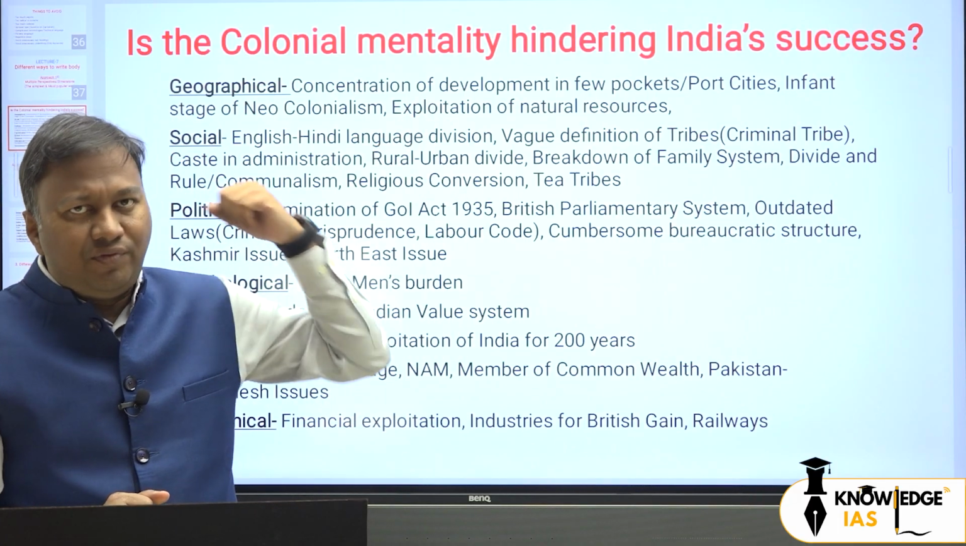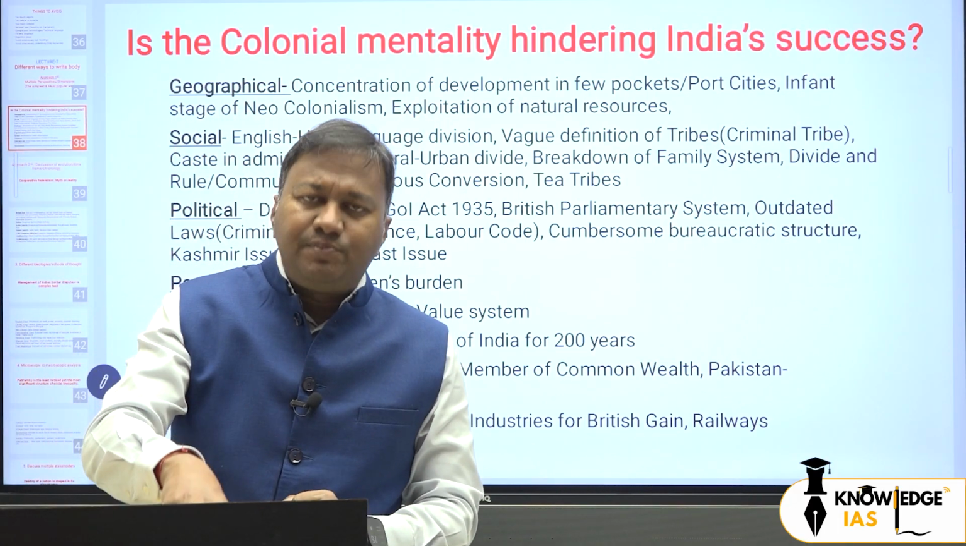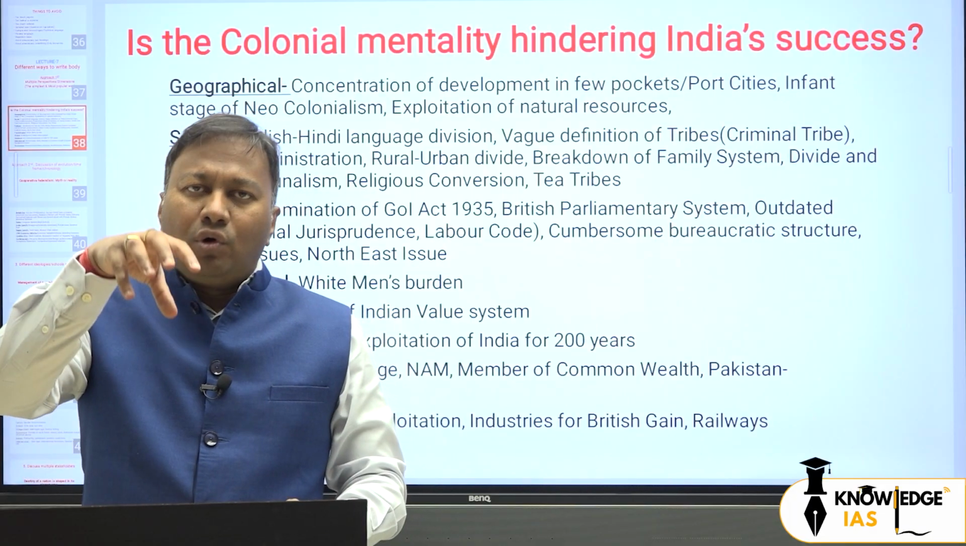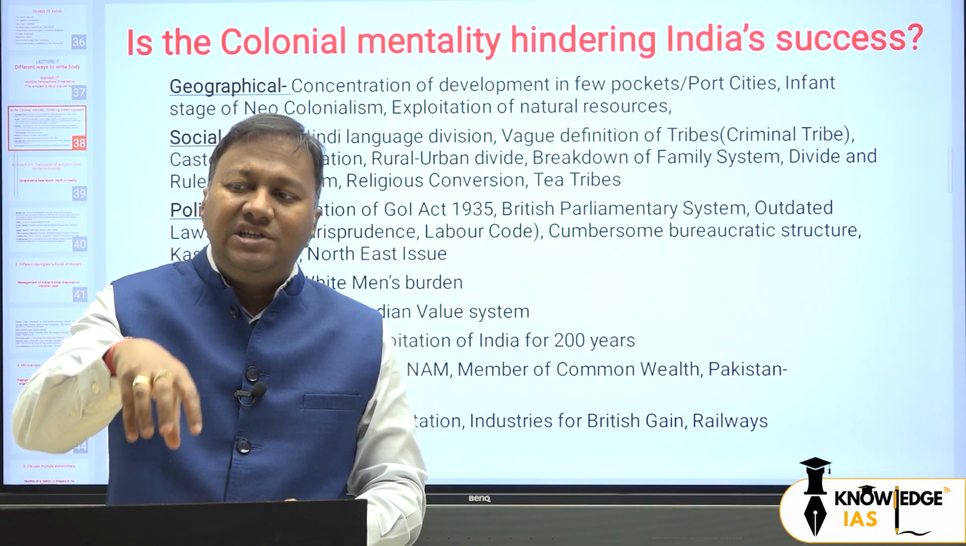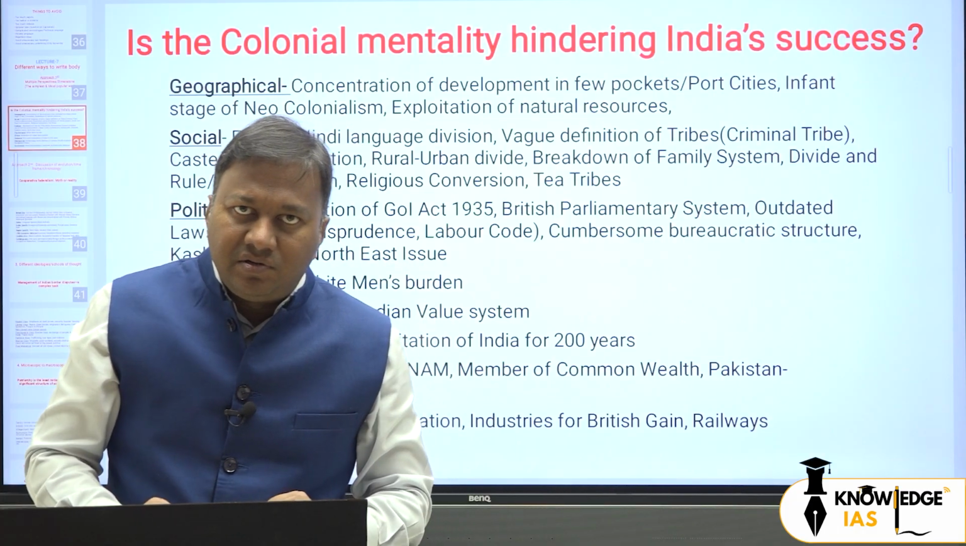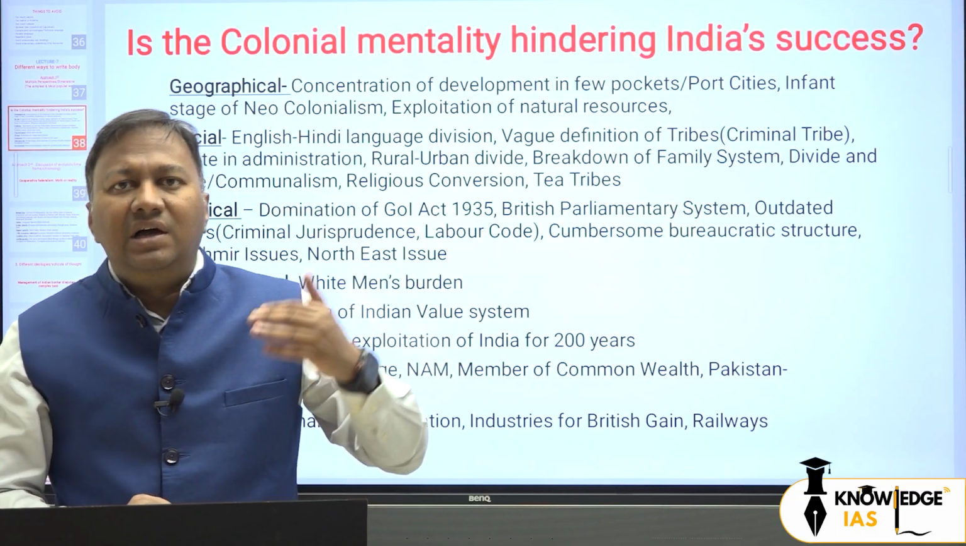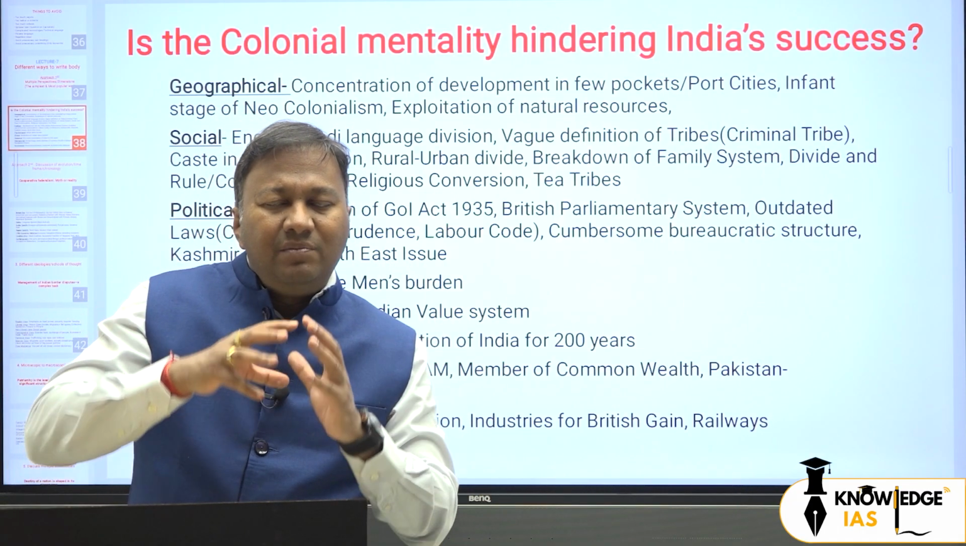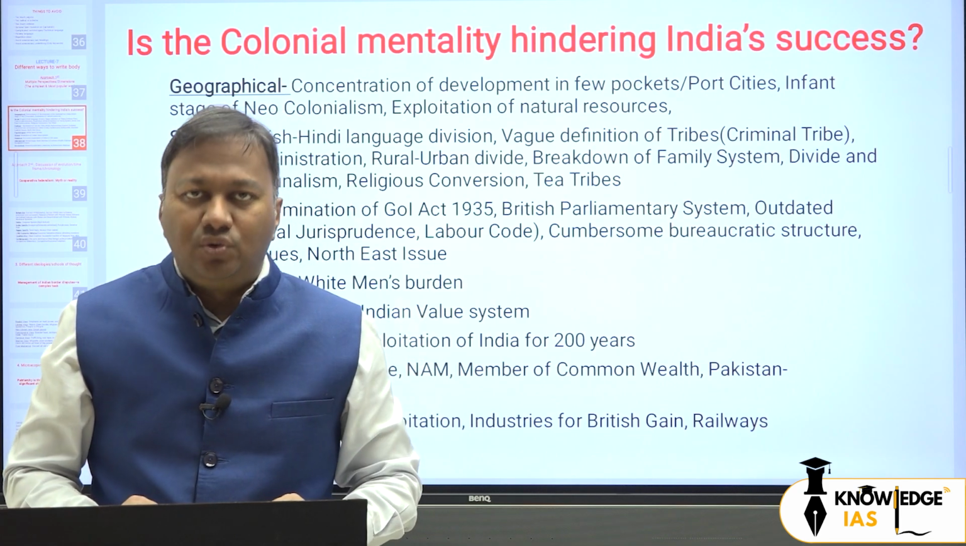Say for example, the geographical perspective. What British people did, they focused the entire development strategy only in a few pockets of India, like port cities, Chennai, Kolkata, Mumbai. So they were very much interested in port cities only.